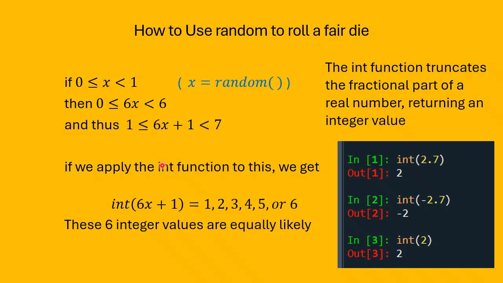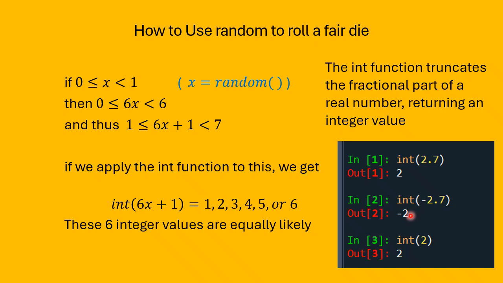But now let's look at this for a minute, and let's look at this int function. The int function truncates the fractional part of a real number, returning an integer value. For instance, if we look at int of 2.7, the output of this function is going to be 2. We throw away the 0.7. Similarly, int of minus 2.7 is going to turn out to be minus 2. Once again, it throws away this fractional part of 0.7 to arrive at minus 2.